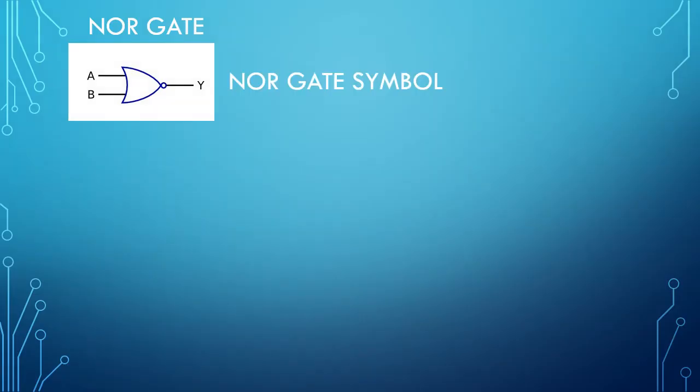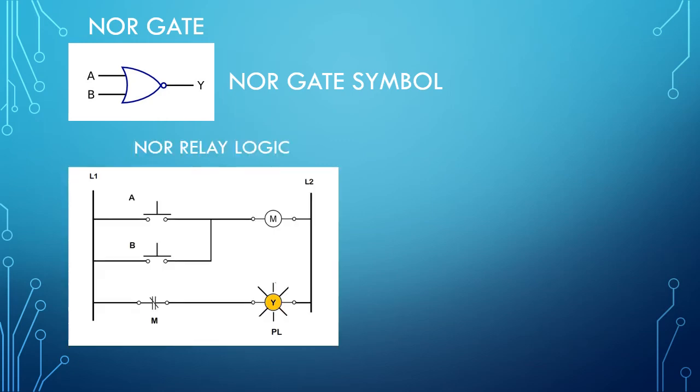So again, we have our NOTed OR gate, or our NOR gate symbol. And here's our relay logic for our NOR gate. Similar to our OR gate, OR functions are wired in parallel, except this time we used a normally closed contact on the output instead of a normally open contact. So even when I'm not pressing A or B, the light is on.